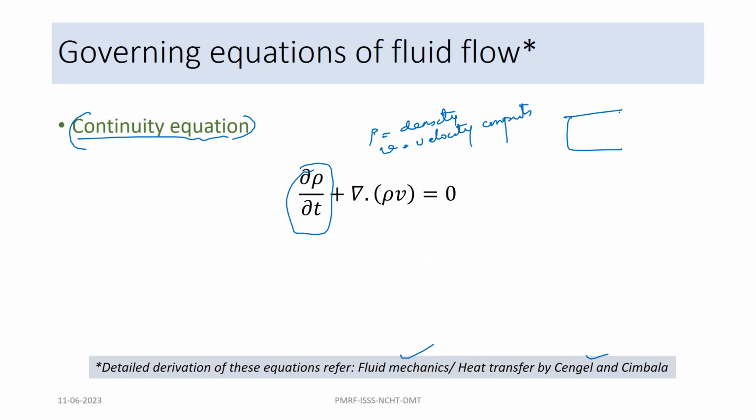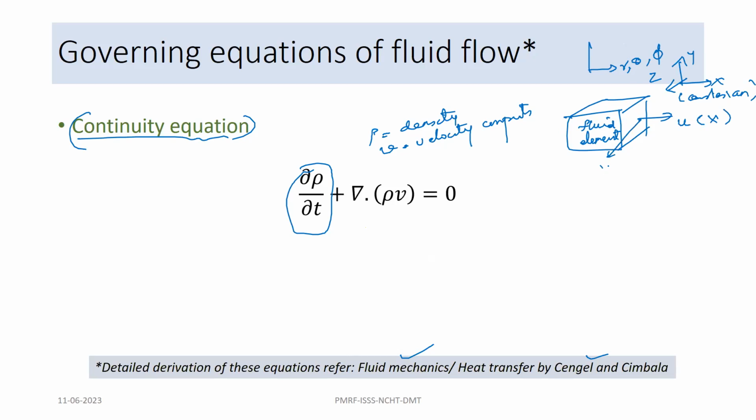Whenever a fluid is flowing in a 3D space, suppose this is a fluid element, it will have three components, x, y, z. In cylindrical coordinates, it would be r, theta, phi. In Cartesian coordinates, the fluid element will have three velocity components: u in the x direction, v in the y direction, and w in the z direction. So let us expand this.